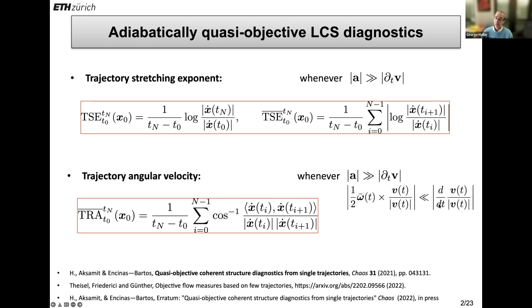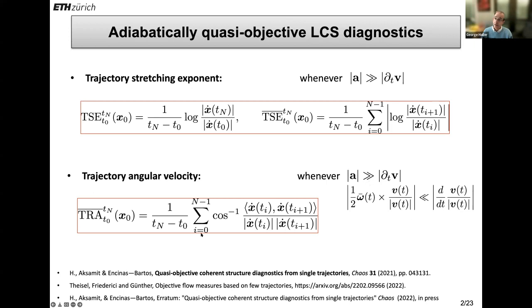Okay, and again, there should be an order of magnitude difference. Now, these are things that you can verify offline on models. Obviously, you cannot verify them from trajectory data because you don't have the velocity. But if you have theories or models, you have velocity data from a particular region, and you find that these assumptions are okay for that ocean region in general, then these diagnostics are applicable, and they are quasi-objective.